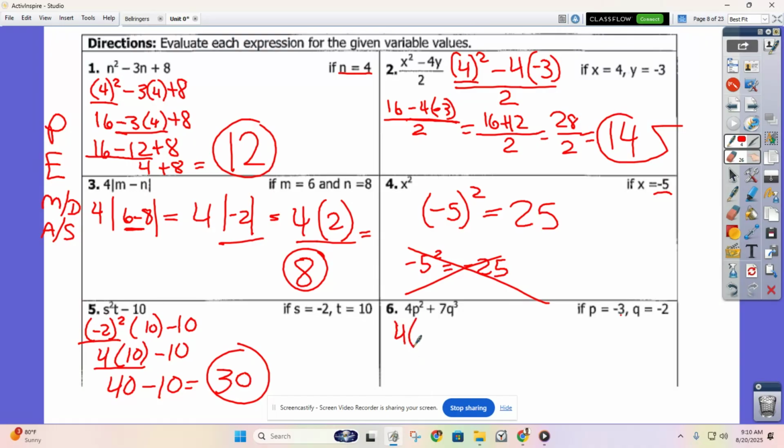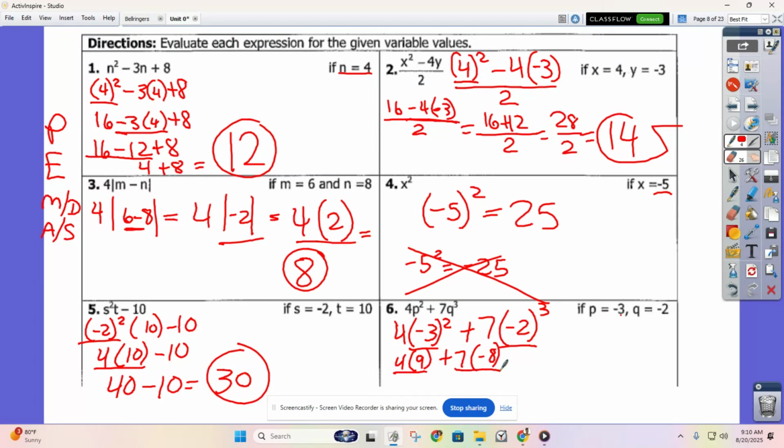In place of P is the negative 3 squared. In place of Q is the negative 2 cubed. All right, now let's do those exponents. I leave the 4 alone. Negative 3 times negative 3 is 9. Leave the 7 alone. Negative 2 cubed is negative 8.